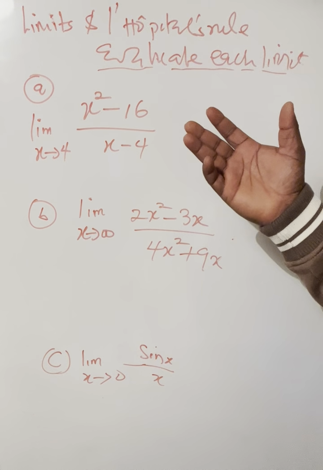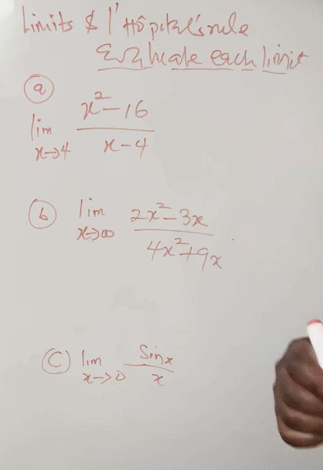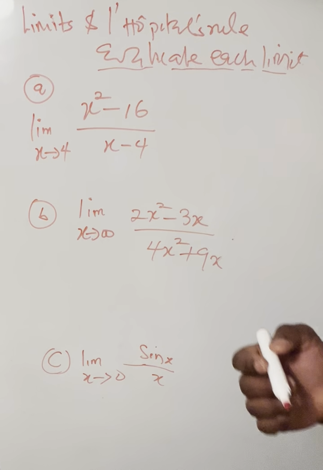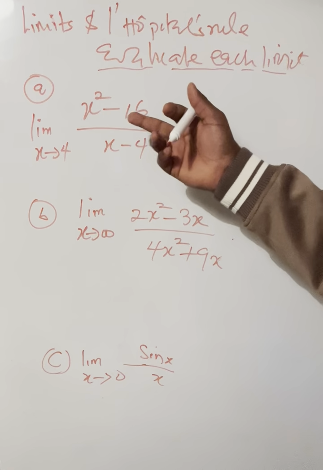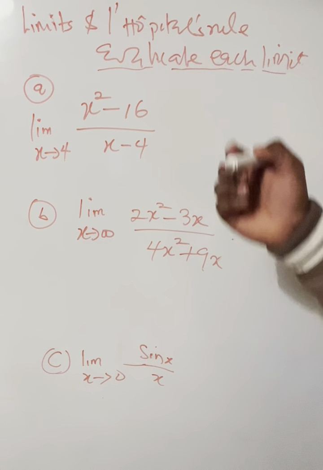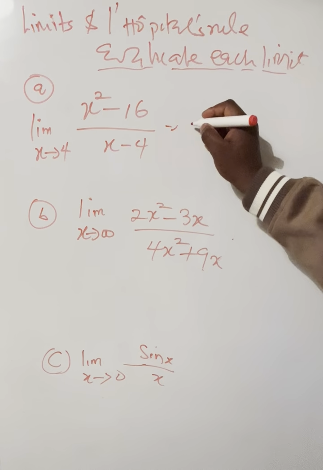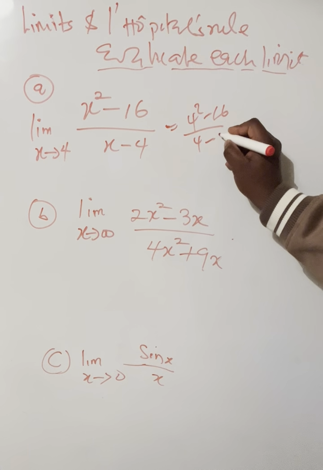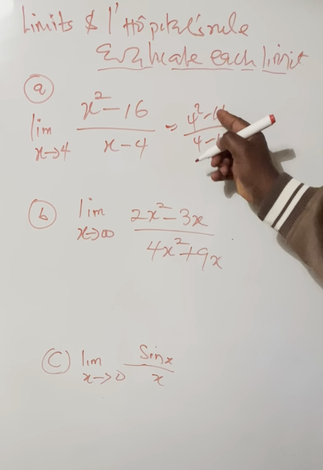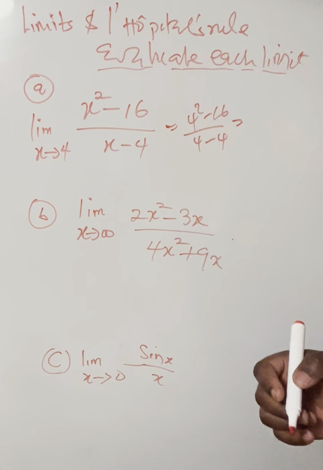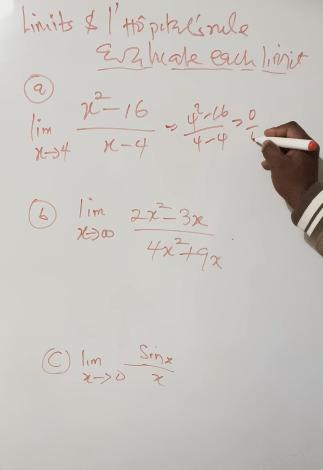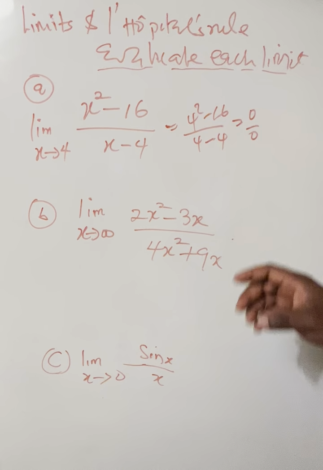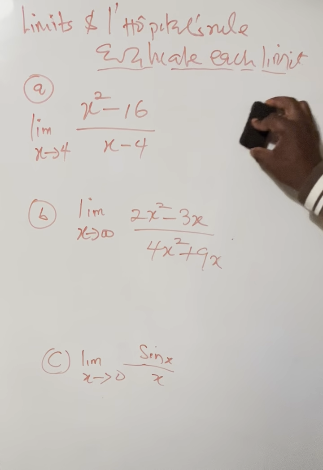So the first step to follow here is to check if I replace x with 4, whether the value is going to be indeterminate. That is, whether I will have 0 as the numerator and 0 as the denominator before applying L'Hopital's rule. So checking, I'm going to have 4 squared minus 16 divided by 4 minus 4. This is going to be 16 minus 16, because 4 squared is 16. 16 minus 16 is 0. 4 minus 4 is 0. So this is an indeterminate value. So it's not going to be the answer. So for me to get the answer, I'll need to apply L'Hopital's rule.